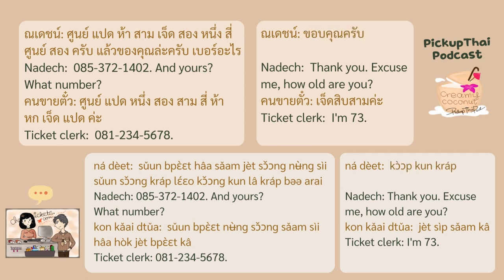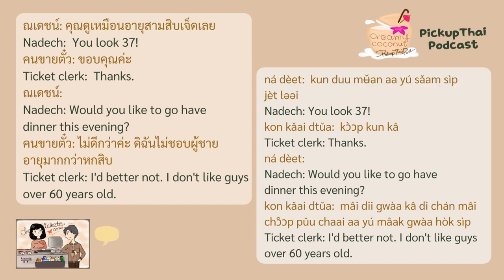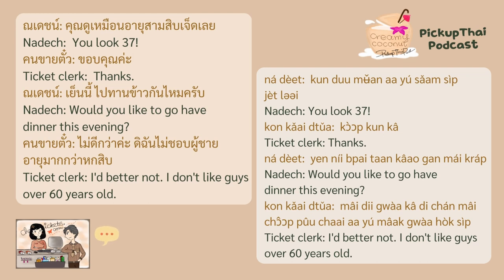ขอบคุณครับ Say excuse me how old are you. ไม่ทราบคุณอายุเท่าไหร่ครับ 73ค่ะ I'm 73. Say you look 37. คุณดูเหมือนอายุ37เลย ขอบคุณค่ะ Thanks. Say would you like to go have dinner this evening? เย็นนี้ไปทานข้าวกันไหมครับ ไม่ดีกว่าค่ะ I'd better not. ดิฉันไม่ชอบผู้ชายอายุมากกว่า60 I don't like guys over 60 years old. This is the end of the lesson.